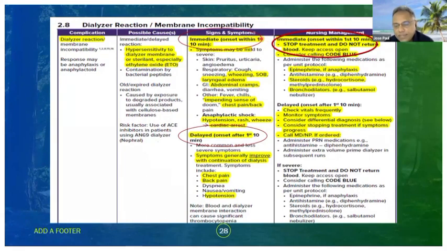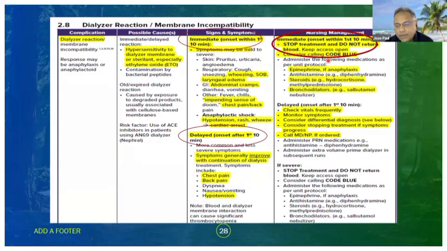This is why monitoring of the patients is very important during dialysis. You have to be constantly with your patient and monitor all the vitals and pay attention to whatever symptoms the patient says. So the immediate treatment, if it is a type A reaction: stop the treatment and do not return blood. Keep access open and consider calling code blue. If you have a code blue team in your hospital, call them, because this can be an anaphylactic reaction and the patient can suddenly develop cardiac arrest.